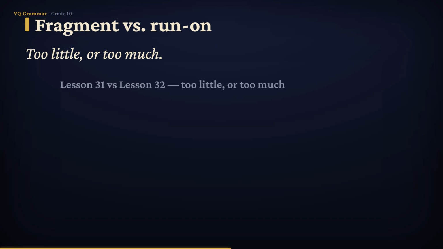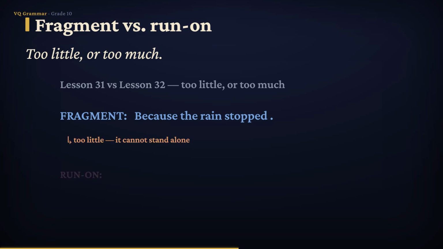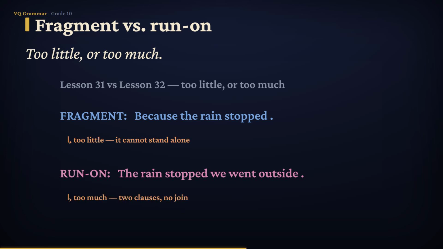In Lesson 31, we studied the fragment, "Because the rain stopped." That one is too little. It is a subordinate clause with no main clause to lean on, so it cannot stand alone. Today's problem is exactly the opposite. The run-on. The rain stopped, we went outside. That one is too much. Two complete clauses crammed into a single sentence with no proper join between them.